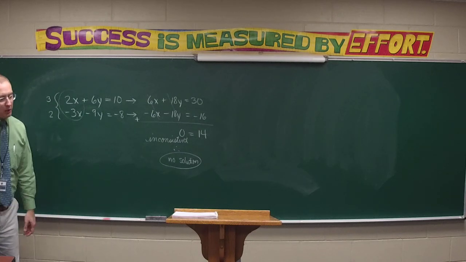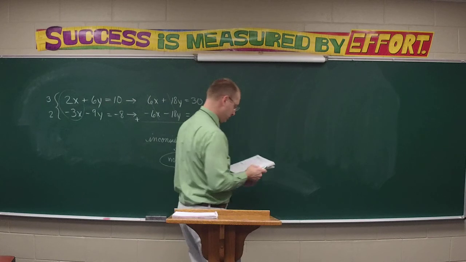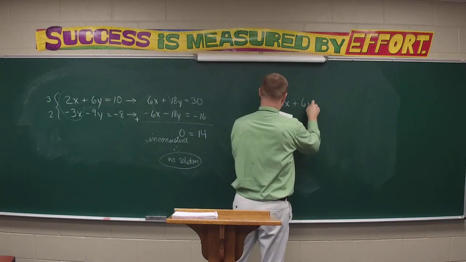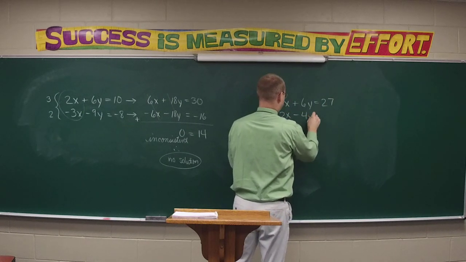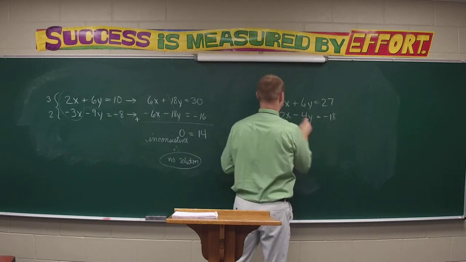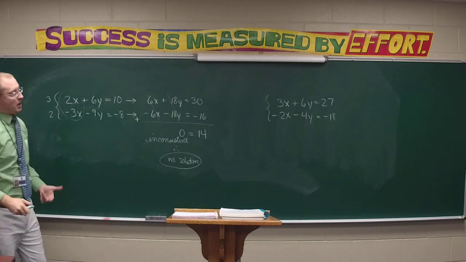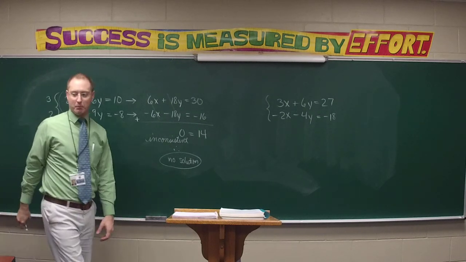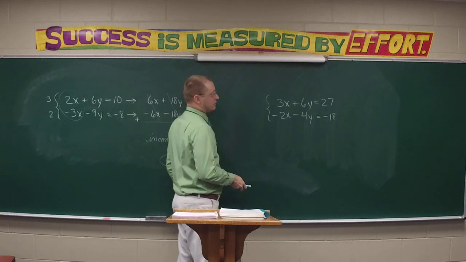Let's take a look at number 11. Go and copy down number 11. And we've got a 3x, positive 6y equals 27, and a -2x, -4y equals -18. Again, we approach every problem the same. Make sure the x's and y's are lined up. We pick a variable to get rid of. Abby, head offhand. Which letter? Get rid of x.